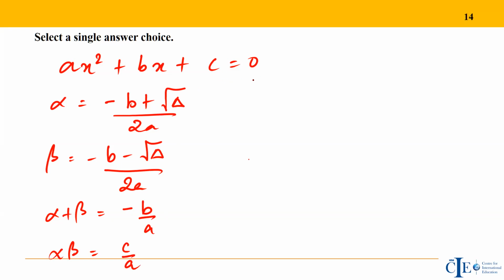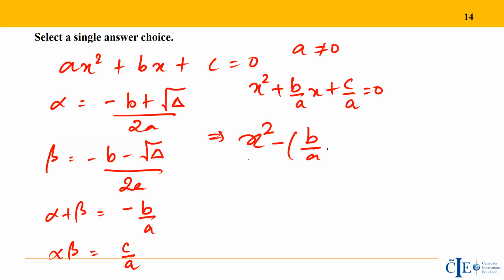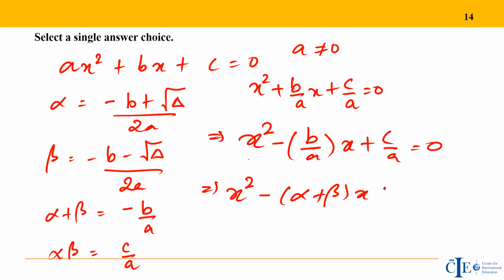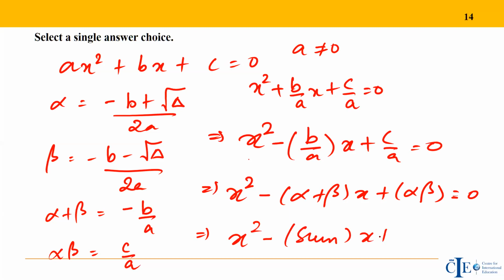So here, if you divide throughout by a, you're going to get x squared plus b by a times x plus c by a equals 0. And we know a definitely is non-zero, because if a is 0, then you won't have any quadratic in the first place. So a has to be non-zero, so we can divide safely by a. And we can just rewrite this a little bit, which will give me minus of minus b by a times x plus c by a equals 0, which takes the form of x square minus the sum of the roots, alpha plus beta, times x plus alpha beta equals 0. Right. So x square minus sum of the roots times x plus the product equals 0.